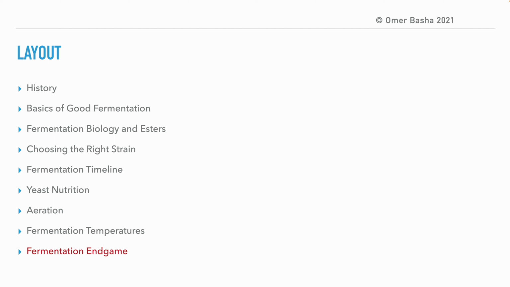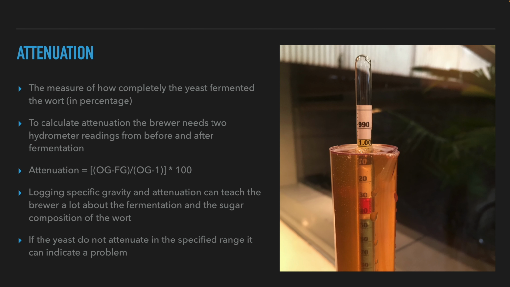Now that we've talked about all the things that yeast needs during fermentation, we'll move on to talk about what happens at the end of fermentation. Let's start by talking about attenuation. We said that attenuation is the percentage of the sugars in the wort the yeast has metabolized. To calculate attenuation, brewers measure the gravity at the beginning of fermentation and at the end of fermentation. The attenuation is calculated as the ratio between the difference between the measurements divided by the initial gravity minus 1. Then, multiply by 100 to convert the result to percentage.